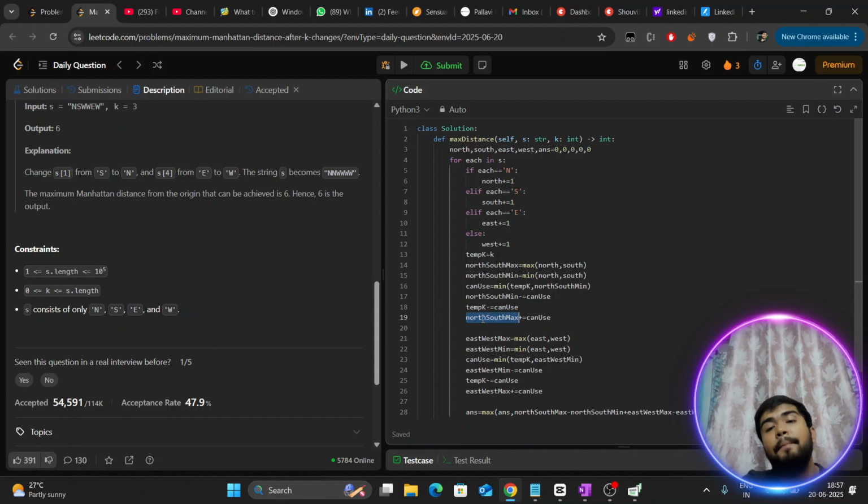After toggling, my minimum becomes my maximum. So north south max count should increase. How far? Can use time.